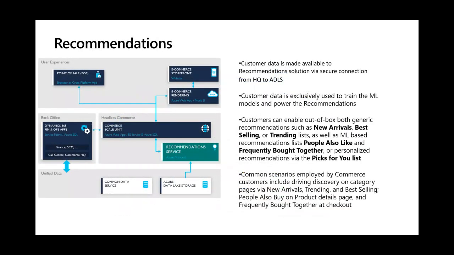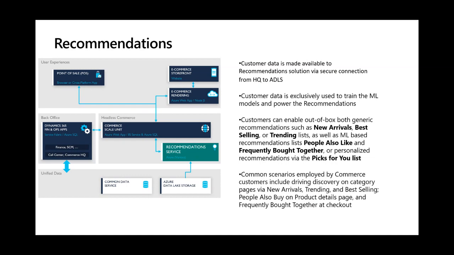I'd also like to look at the recommendations engine. With recommendations, you have a large set of machine learning or active integration of information that you can pipe to your users. We'll see in the architecture model here that data is stored in HQ, which is also pushed and stored securely in Azure Data Lake storage. And that's where the recommendation service connects and processes that information. The customer data is exclusively used to train the machine learning models and power these recommendations.